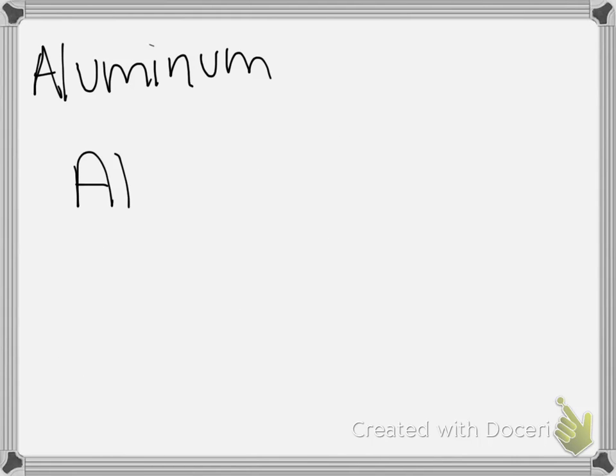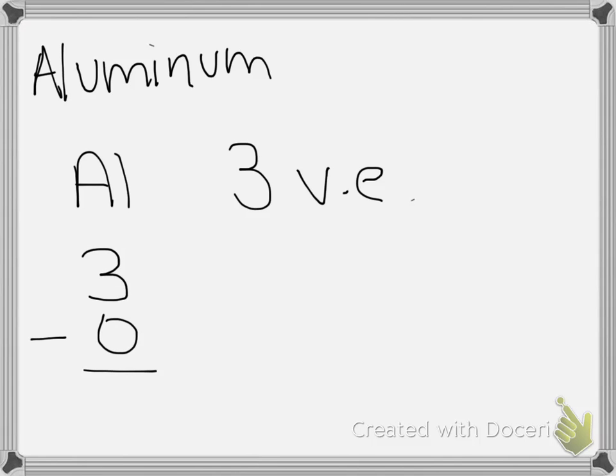Aluminum, being Al, has 3 valence electrons. Because it is also closer to 0, we're going to set up our subtraction problem, 3 minus 0 here, and that leaves me with a positive 3. So aluminum's cation is a positive 3 charge.